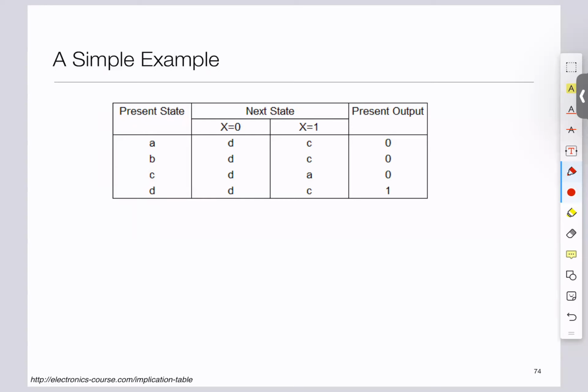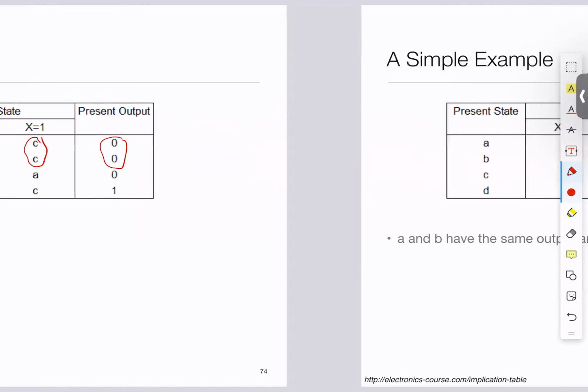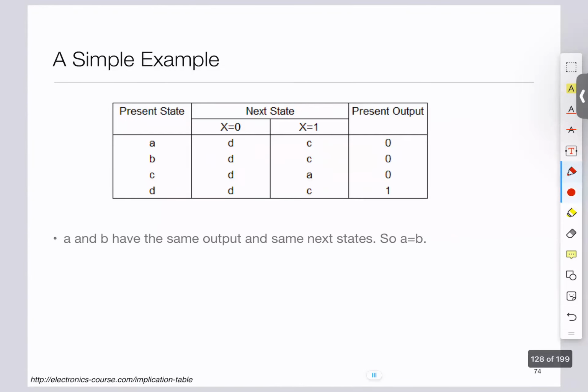Why? The output depends on the current state. If it depended on the input, I would have two columns, x equal to 0 and x equal to 1. Okay, so it's a Moore machine. And as we pointed out, A and B are the same because their outputs are the same and under identical input the next states are the same. So now I can scratch one of these rows away. A and B have the same thing, so I can scratch this away.